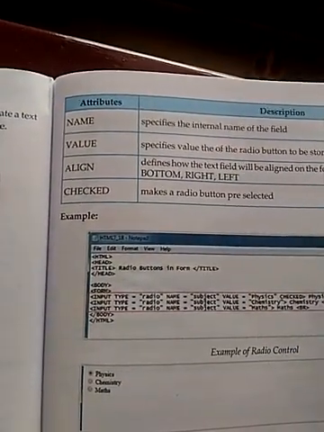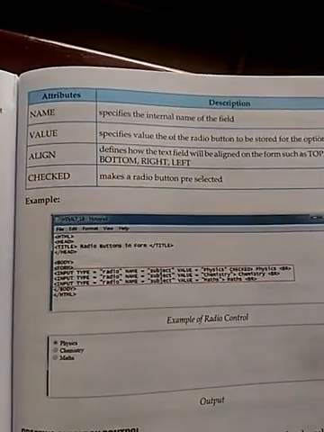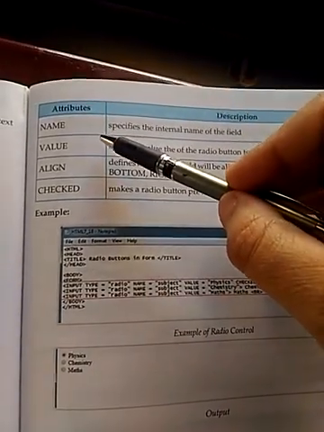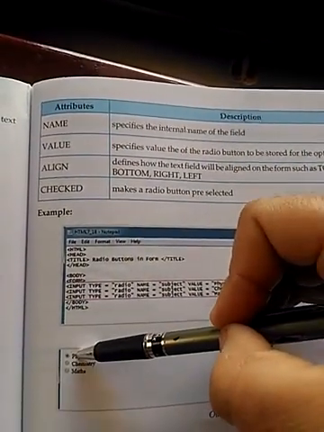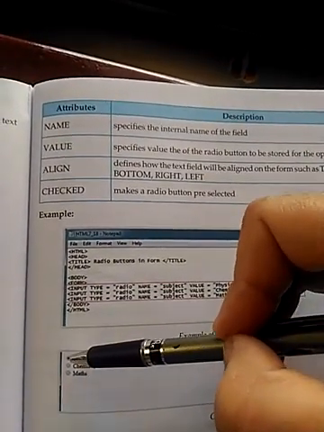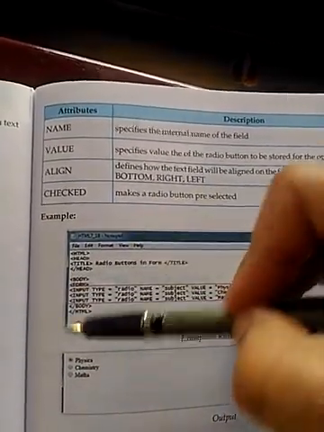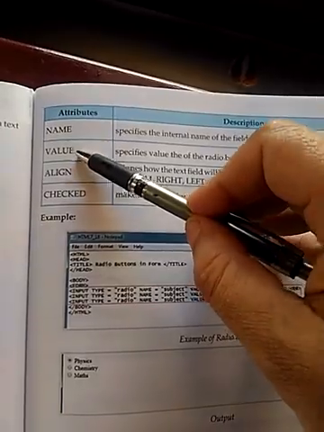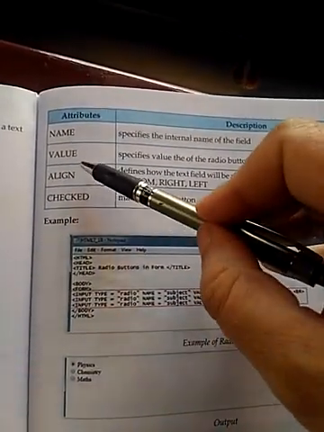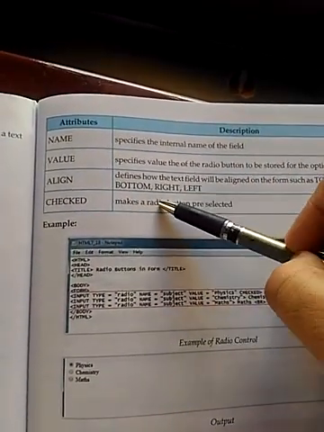Name, it is the name of the field. Value, it specifies the value of the radio button to be stored for the particular option. Means if we click on this physics, then after clicking on this option, the value that is going to be sent from the web browser to the server is what we defined in the value. The value which we defined in this attribute will be sent when we submit the form. Align, it is the alignment of the radio button, that is left, right, center.